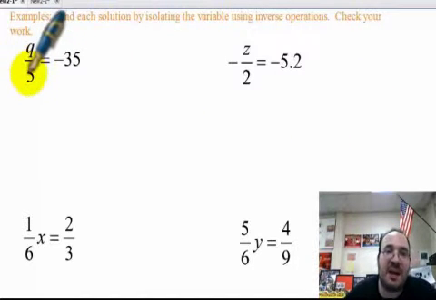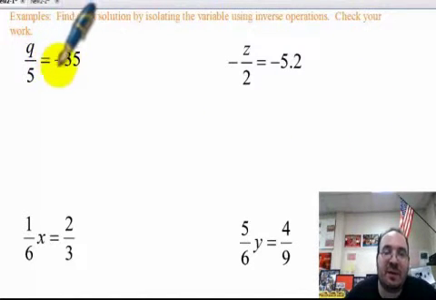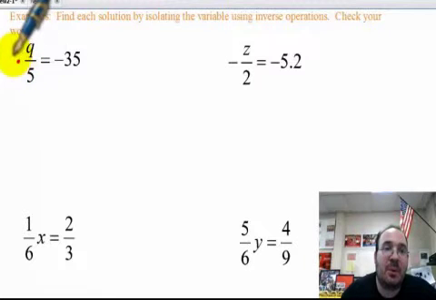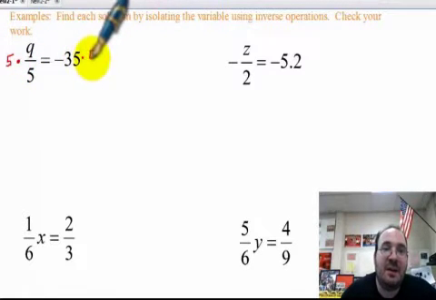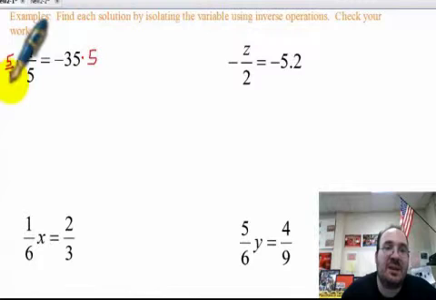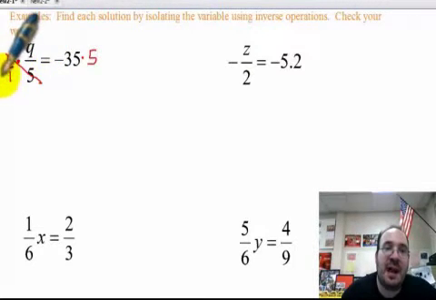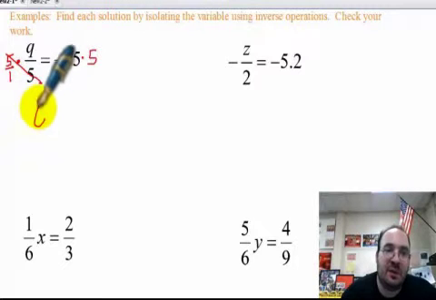I have q divided by 5 equals negative 35. So what's the opposite of divide by 5? Multiply by 5. So I'm going to multiply both sides by 5. And when I do that, you can write this as 5 over 1. Well, that cancels. And I just get q on top and 1 on the bottom. So it's just q.